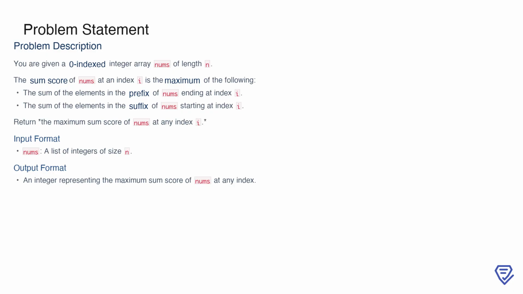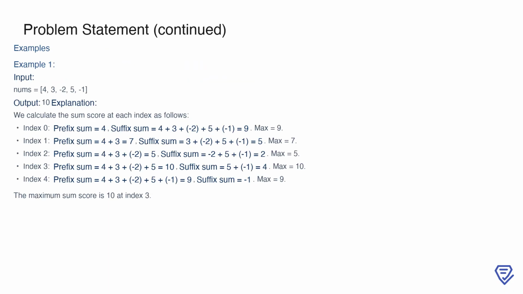The input is a list of integers, and the output is a single integer representing the maximum sum score calculated for the array. Let's look at an example to understand this better. Consider the input array 4, 3, -2, 5, -1. For each index, we calculate the prefix sum and the suffix sum, and then take the maximum of those two values. At index 0, the prefix sum is 4, and the suffix sum, which includes all elements, is 9.